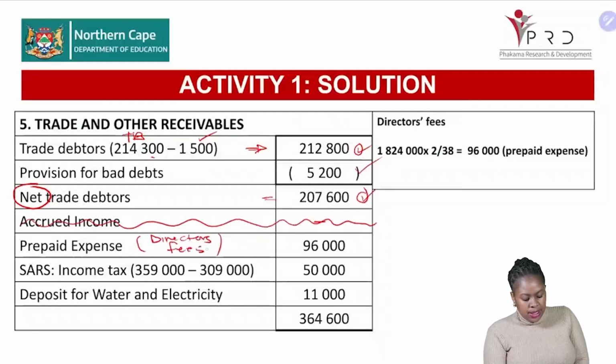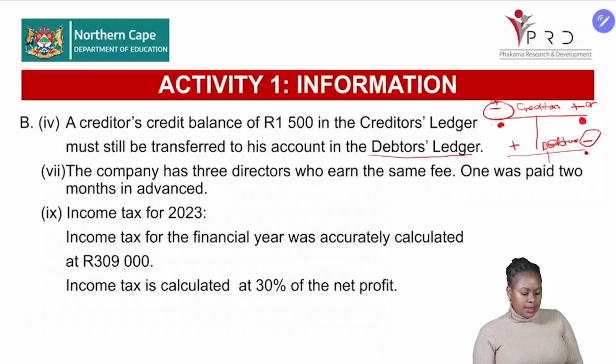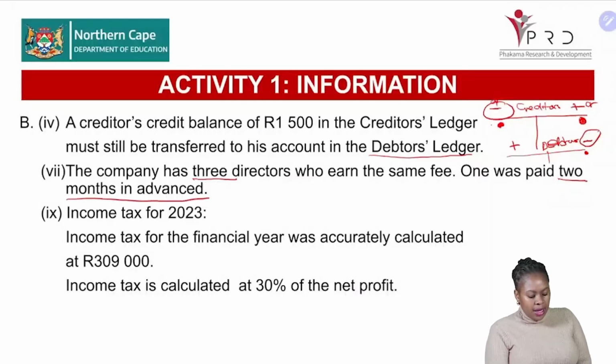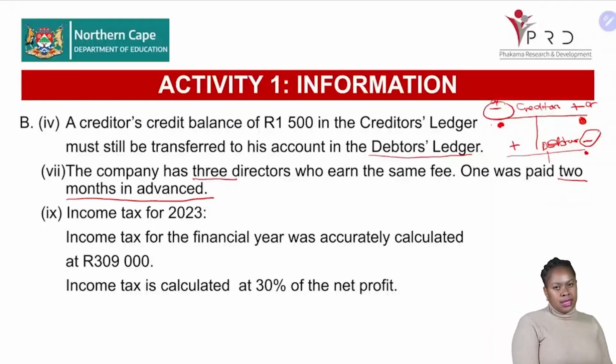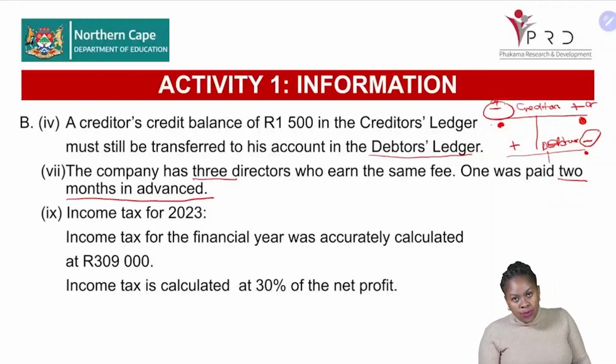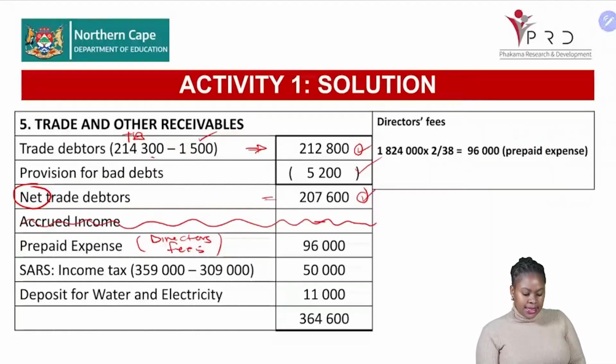Now, our directors' fees, the examiner said the following. The examiner said that the company has 3 directors, with the same fee. One was paid 2 months in advance. So we have paid more than we are supposed to for that particular director. So then that director has a salary that they did not work for. All right. Then we will obviously now have to indicate it. So we will quickly say that we know that it's 3 directors, and they earned for 12 months. So that gives us 36, okay?